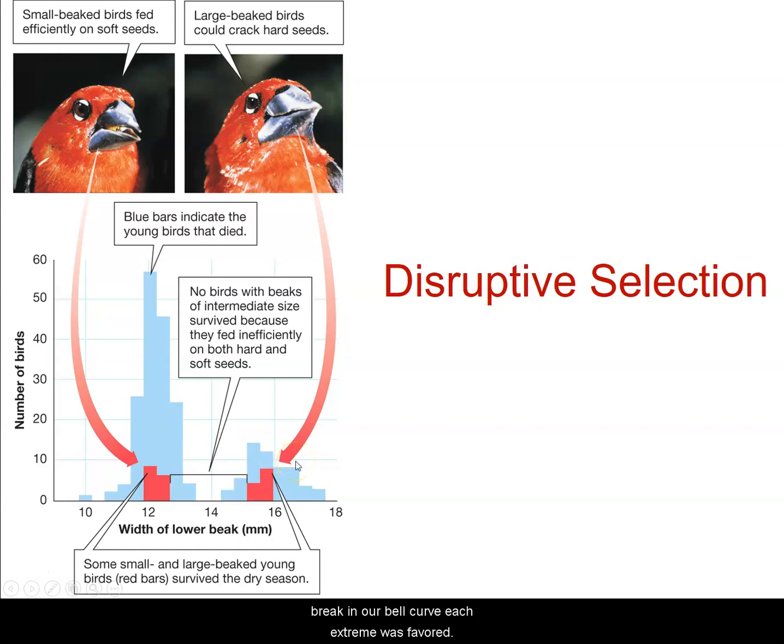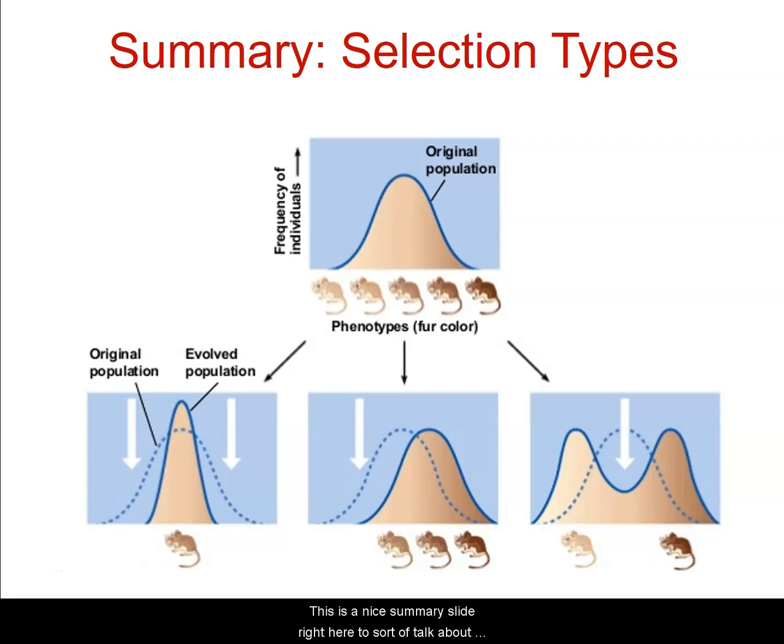Each extreme was favored. And this is a nice summary slide right here to sort of talk about those three different examples. Here we have our original group. For example, we're looking at mice here. So imagine mice in different environments that have different types of fur color. You have a standard bell curve. In this case, this one on the far left, you have stabilizing selection, where you have this sort of tannish mouse that is able to survive. It could be on something like sand, maybe. But the extremes disappear or become less frequent.